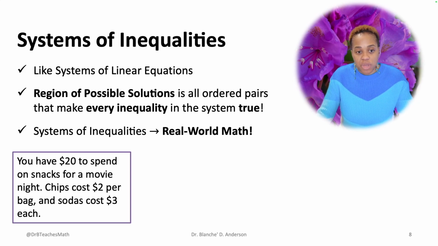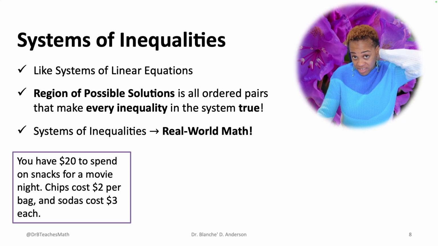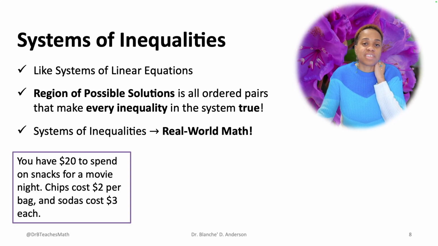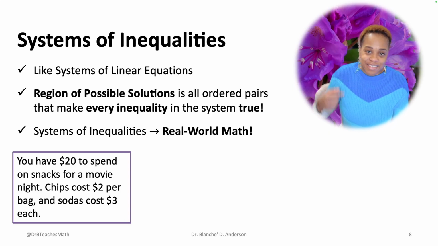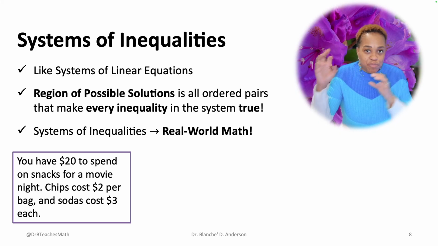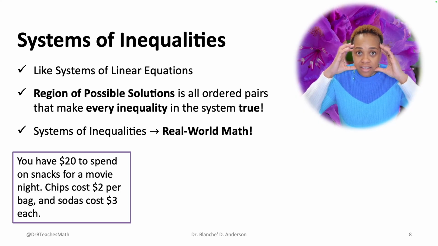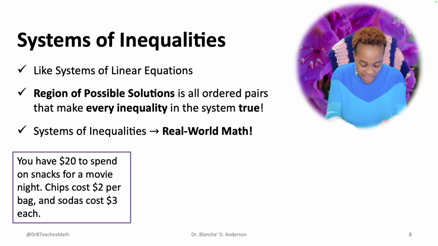So this one says you have $20 of snacks to spend for a movie night. Chips cost $2 a bag. Sodas cost $3 each. Well, how many bags of chips and sodas can I buy? That's a system of linear inequality because I have this amount of money to spend. This is what I want to buy. What can I get? That's a system of linear inequality. Now, you're not saying, let me do a system to figure it out. Your mind starts thinking. You start adding things up.